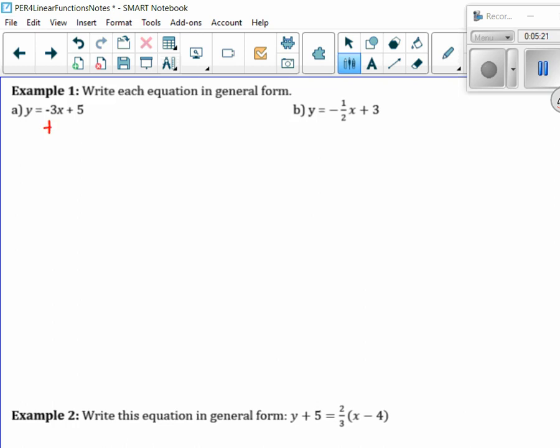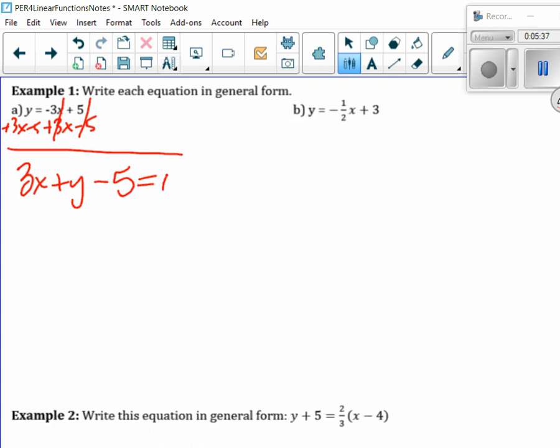Yeah, if you want, you can show your steps. So you're adding 3x, and then what are you doing to the 5 to get it over to the other side? Minus 5. Do you see that all cancels on the right side? So then I get 3x plus y minus 5 equals 0. It has to be in x, then y, then the number without the x and the y equals 0 form.